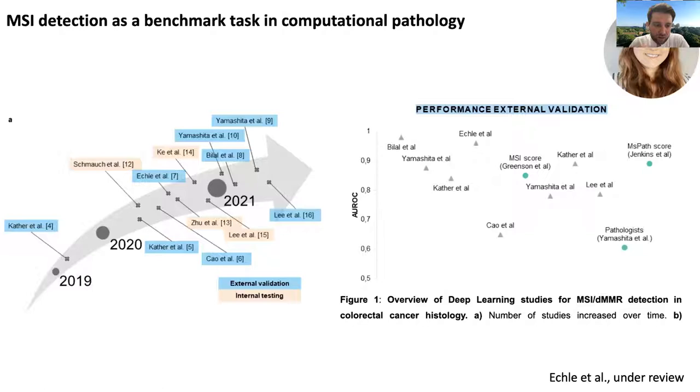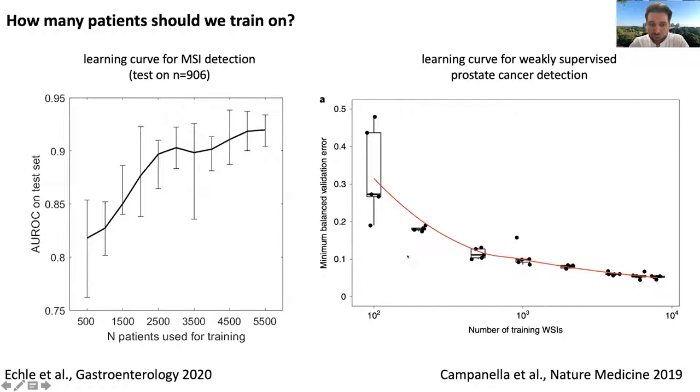test new methods on. Well, one of the things, a number of factors influence the performance of a new method for detecting a specific genetic alteration in any cancer. One of the main factors, of course, is the size of the training set, and in particular, the number of patients in the training set. And as we have shown last year, here on the left-hand side, for the example of MSI prediction in colorectal cancer, if you increase the number of patients from 500 to 5,500, the performance on an external test set also increases, although it seems to plateau after a few thousand patients.